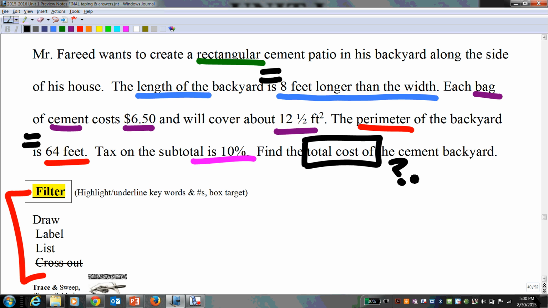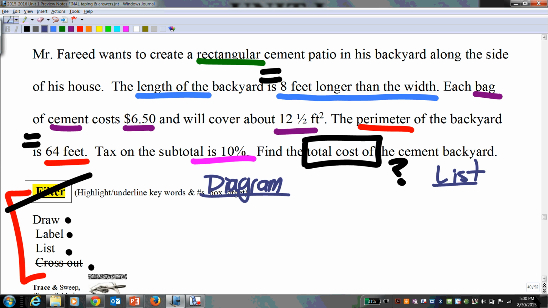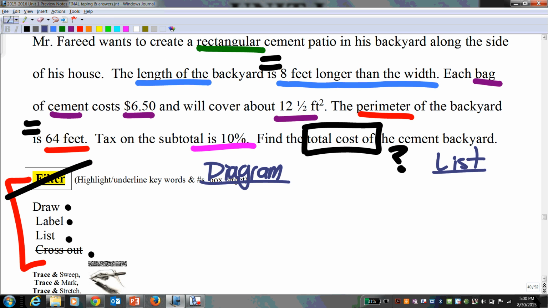Now, what we just did was filtering. We do all 4 of these. We're going to draw a diagram, label the diagram, list and cross stuff out as we go. So everything in this paragraph is either going to go on a diagram, and if it doesn't go on a diagram, it's going to go on a list. Ready? Okay. It says, Mr. Fareed wants to create a rectangular backyard, so we're going to draw ourselves a rectangle. Ta-da! Cross it out. I took care of that rectangle.